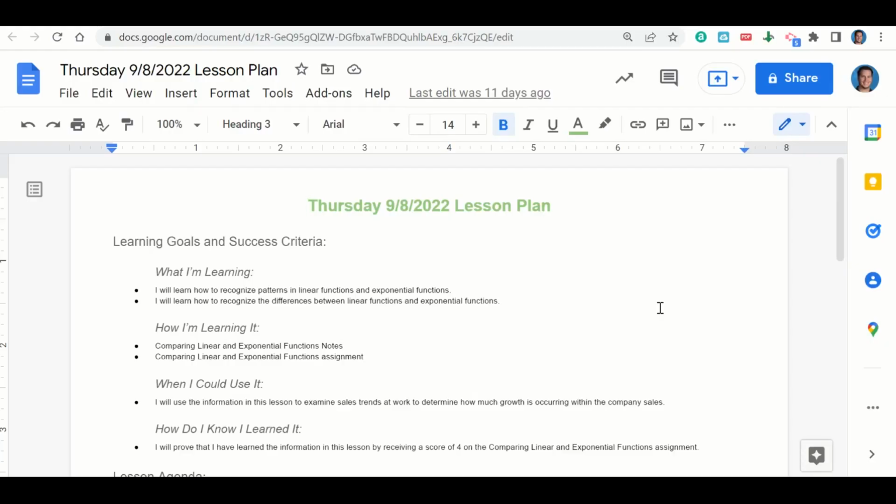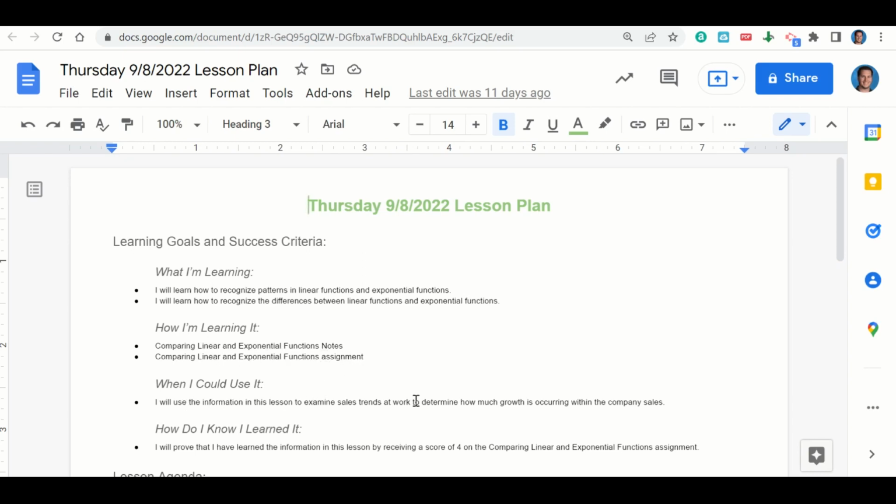Welcome everyone. Let's begin our lesson for today by going over our learning goals and success criteria. First, what are we learning? We're learning how to recognize patterns in linear functions and exponential functions, and how to recognize the differences between linear functions and exponential functions. How are we learning it? Through the comparing linear and exponential functions notes and the comparing linear and exponential functions assignment.